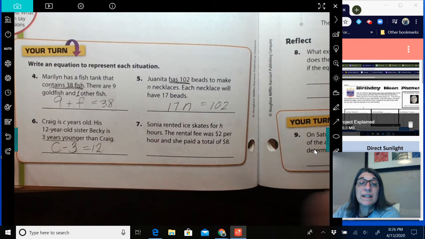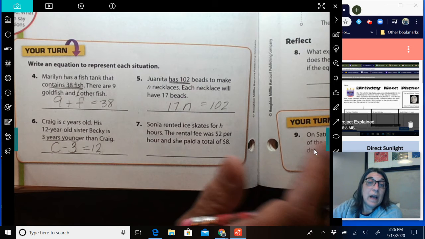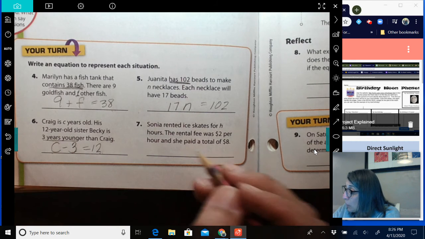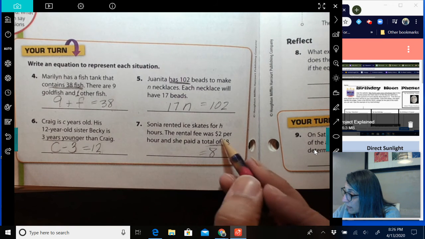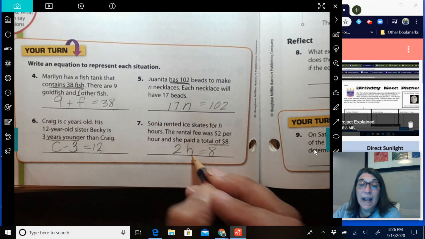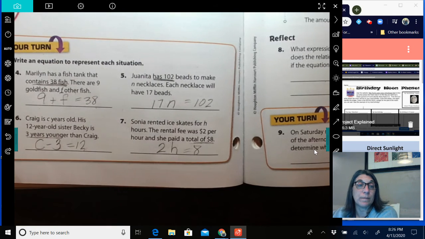And then Sonia rented ice skates for H hours. We don't know how many hours, 2 hours, 3 hours, 4 hours, I don't know. The rental fee was $2 per hour, and she paid a total of $8. So I know she paid a total of 8. And if I take my $2 per hour and multiply it by H, the number of hours, 2H equals 8 would be my equation for that one.